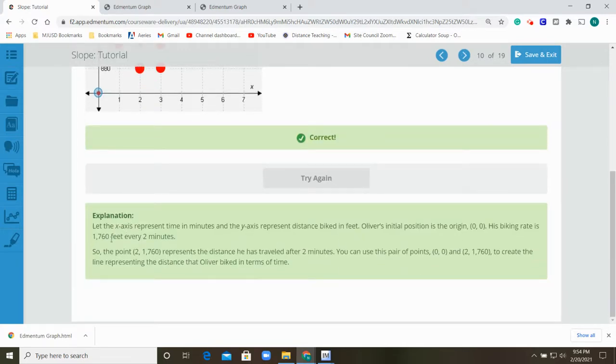Explanation. Here it is. 1,760 feet every 2 minutes. So the point 2, 1,760 represents the distance he has traveled after 2 minutes. You can use this pair of points, 0, 0 and 2, 1,760 to create the line representing the distance he biked in terms of time.